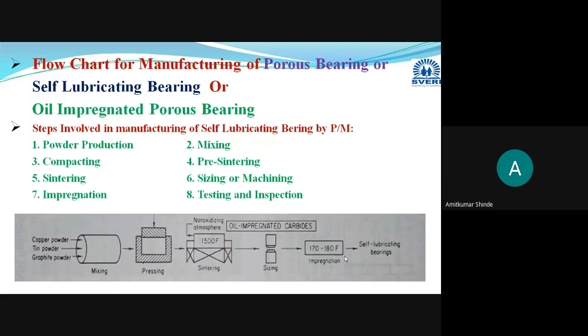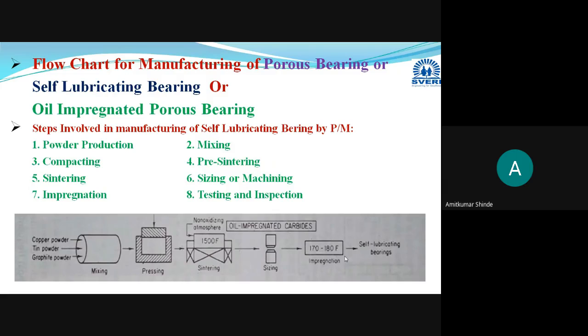In those industries, whichever machineries are there in the food industry, chemical industries, or different textile industries, whichever bearings are required in that machinery will be manufactured with the help of this process only, or those bearings are self-lubricating bearings only.